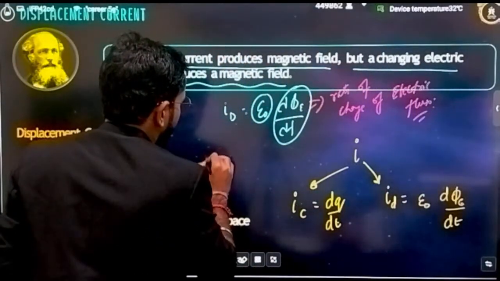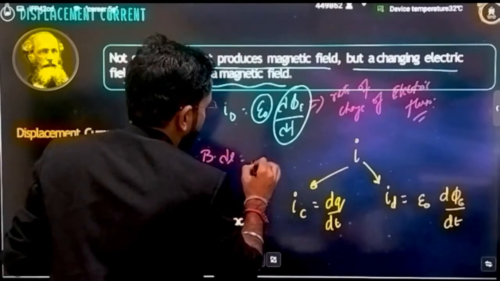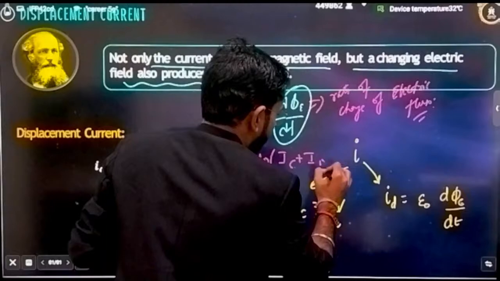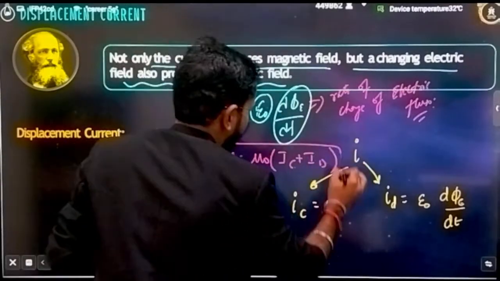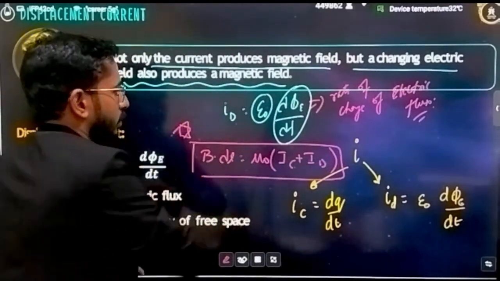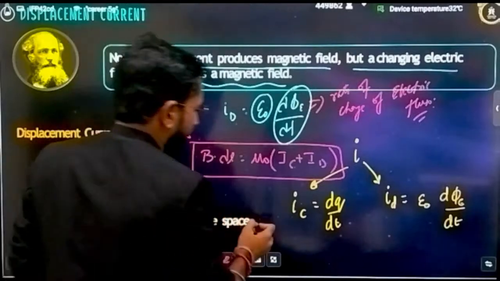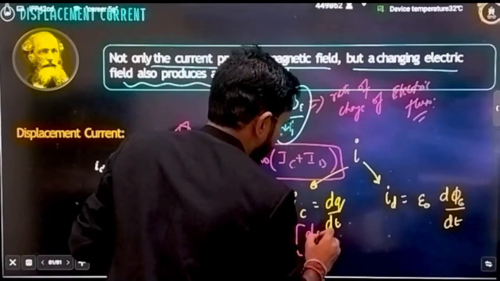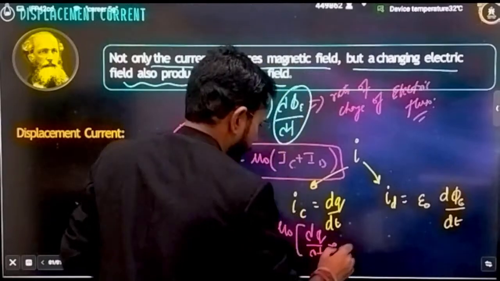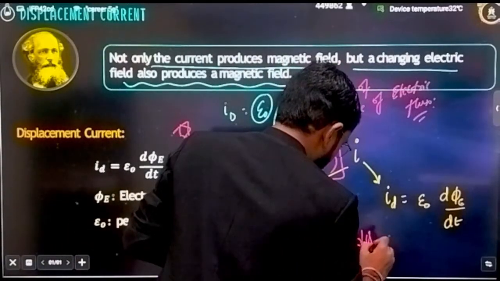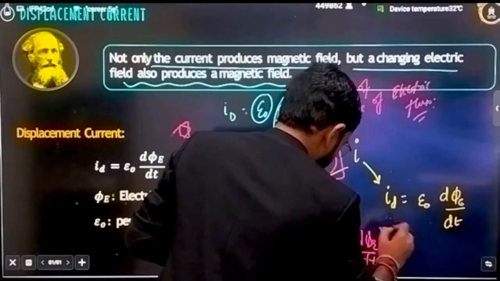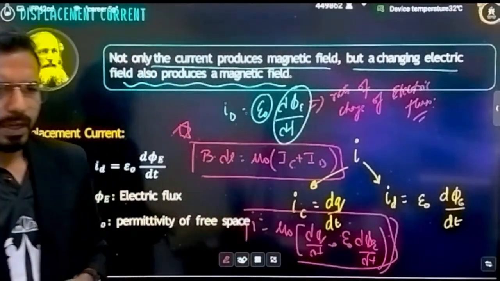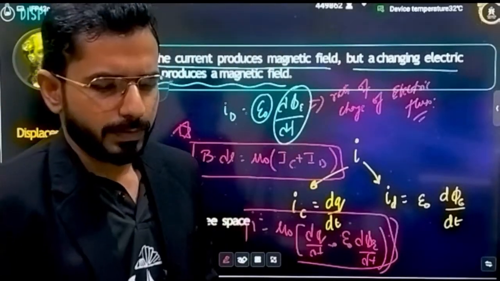And the new law that he defined, the Ampere-Maxwell law, he made some changes, and then he made the law. It was written as B dot dl is equal to mu naught I conduction current plus I displacement current. This was the new law that you also have to remember. And if I further write it, mu naught conduction current can be simply written as dq by dt, and displacement current is written as epsilon naught d phi e by dt. So this is one thing that you have to remember, and in the board exam if the questions come, you can write it in this way.